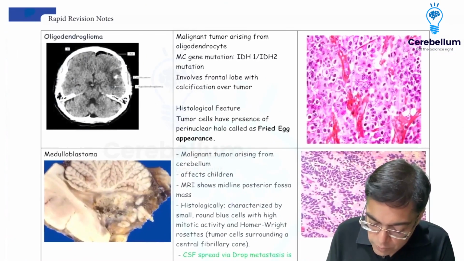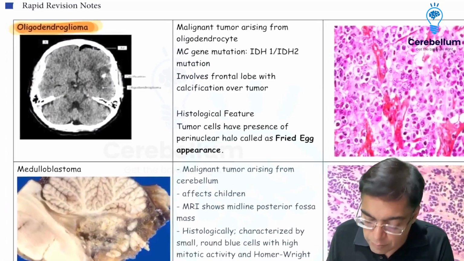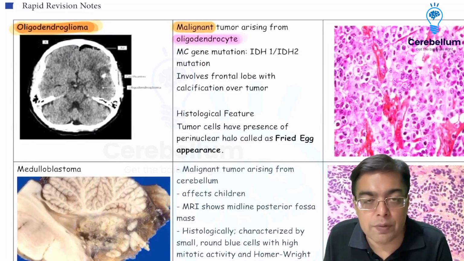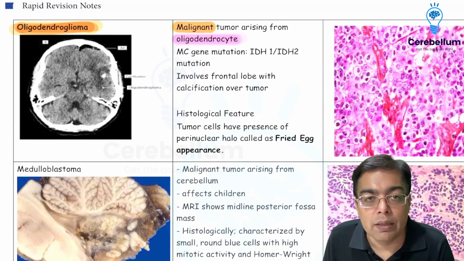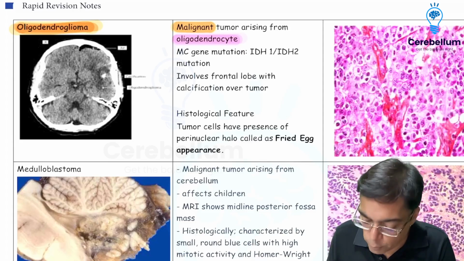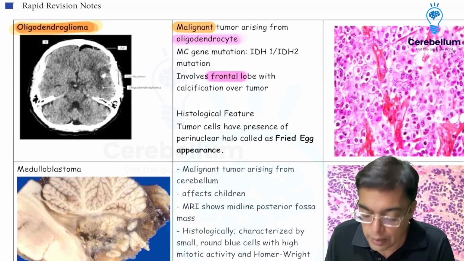The next tumor about which we need to have an idea is the oligodendroglioma. Oligodendroglioma is an example of a malignant tumor. The name gives you a hint regarding its cell of origin, which is an oligodendrocyte. Quite commonly, patients have mutations in the isocitrate dehydrogenase enzyme, subtype 1 and 2. The importance of knowing about this tumor is that it causes involvement of the frontal lobe, and it has the presence of calcification.